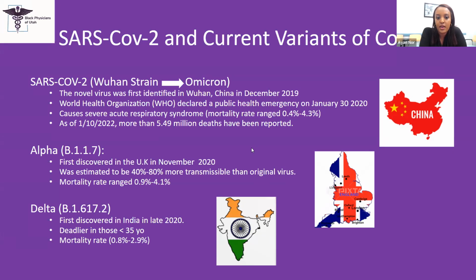And then lastly, we have Delta. It was discovered in India in late 2020, and it still is more deadly for younger demographics. Mortality rate is about 0.8% to 2.9%. So the biggest things, and thank you, Anna, that was great. Big take home points here is mutations occurred.